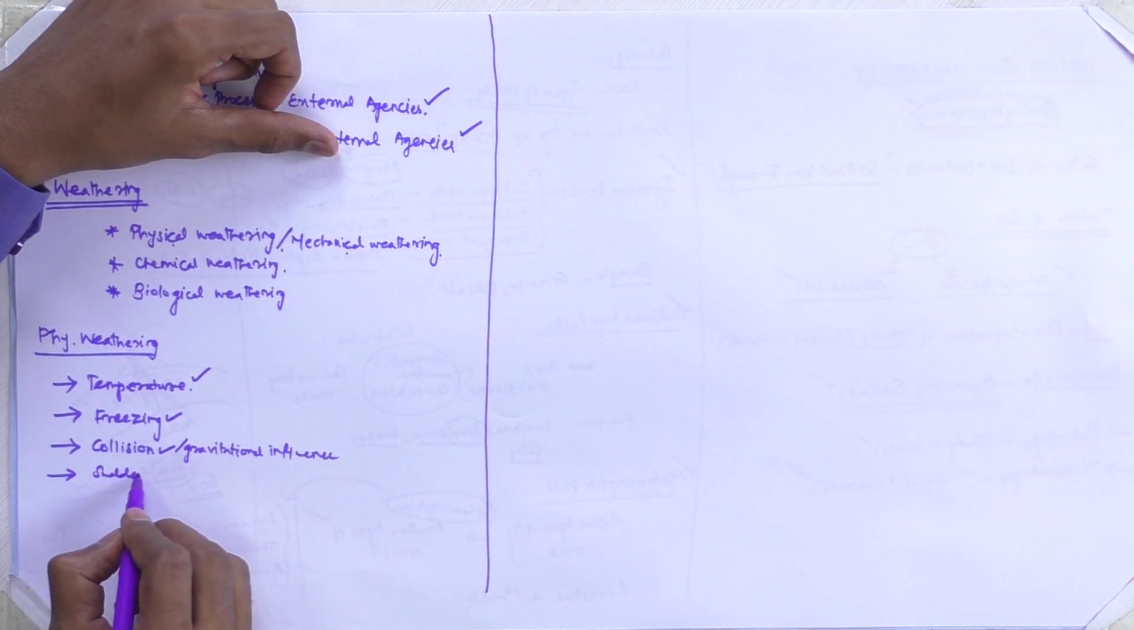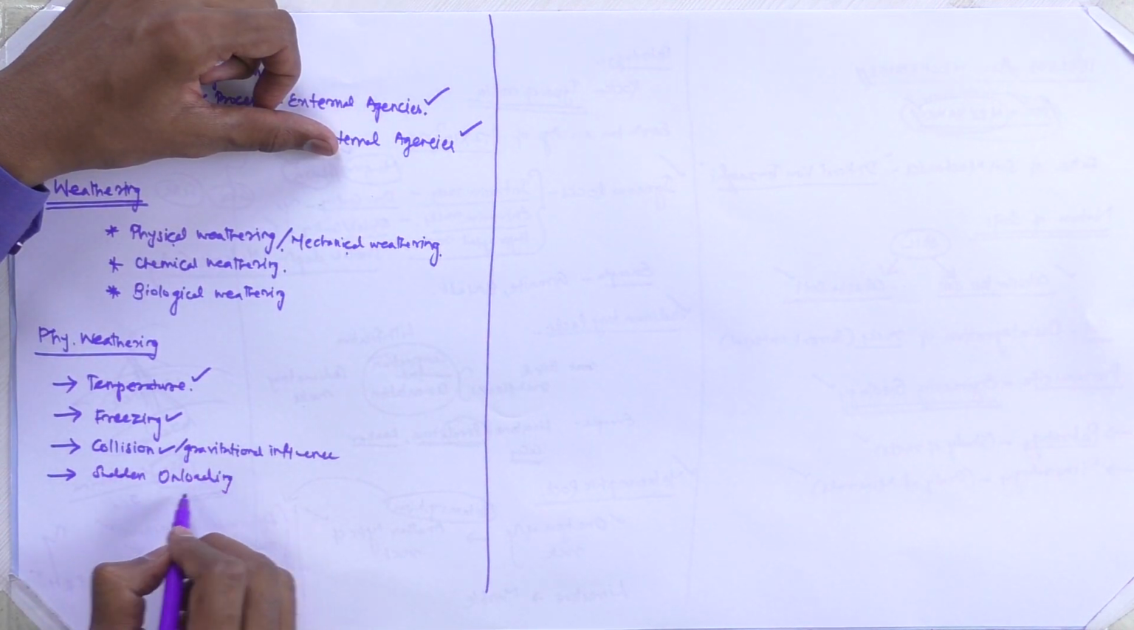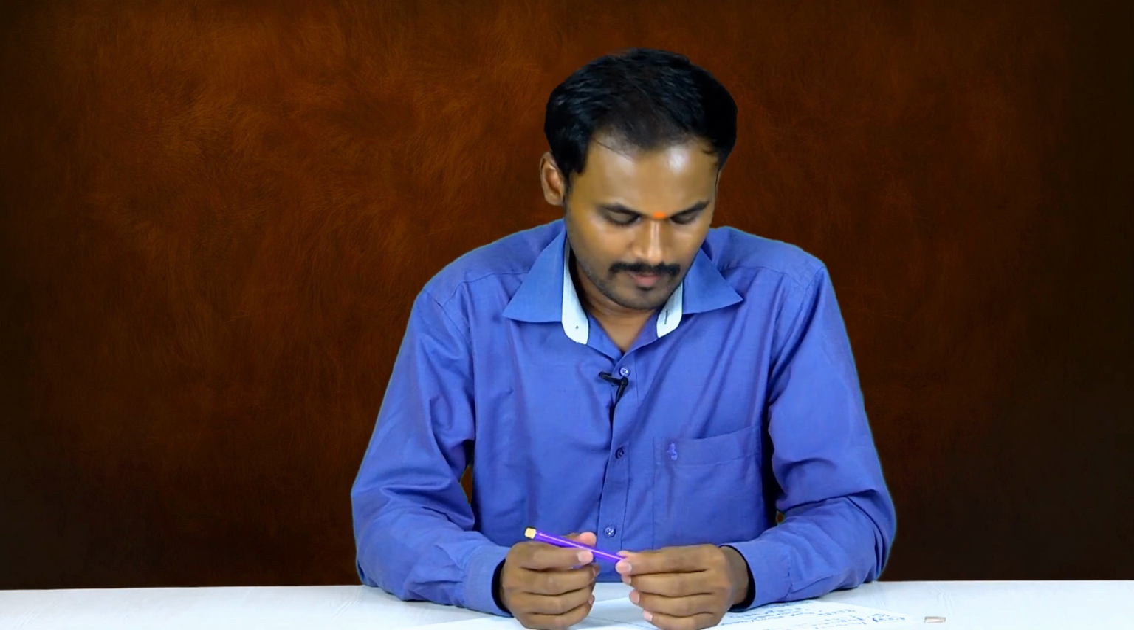Sudden unloading. So what is sudden unloading? Say consider there is a rock, over which there is a rock of huge mass. During an earthquake, the rock lying over it will be displaced. During this displacement, the rock lying below, which was under huge stress before that movement, has now been relieved of it, and there is a release of stress. This release of stress can also break the rock. So this is due to sudden unloading.